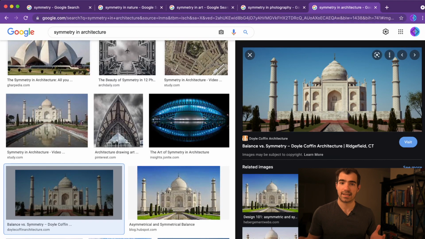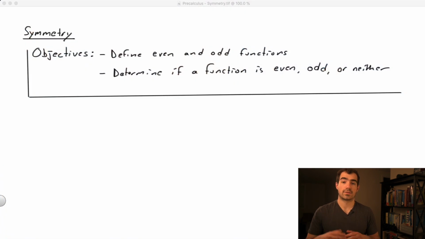We see this in photography, and we even see this in architecture and probably so many other places in our day-to-day lives. And so it's probably no surprise really that we might come across the concept of symmetry in math as well. And that's really what we're going to explore today in this video. In particular, two types of symmetry. And we can see these when we graph functions. The first one we call even symmetry, the second one we call odd.